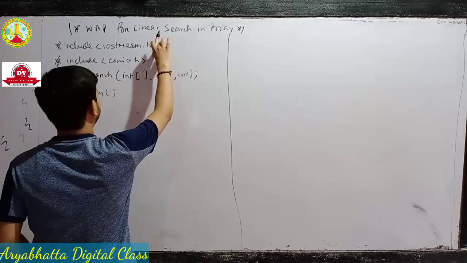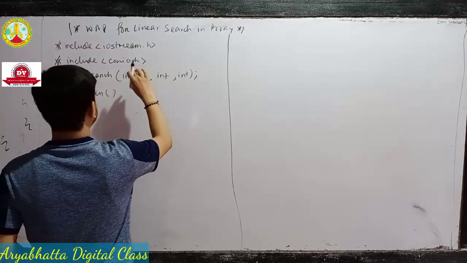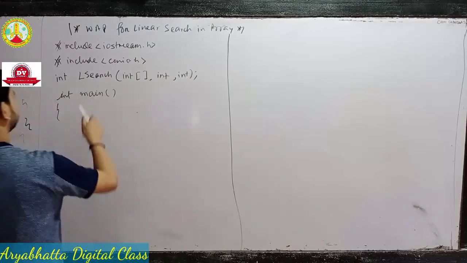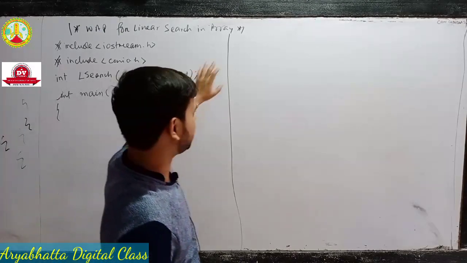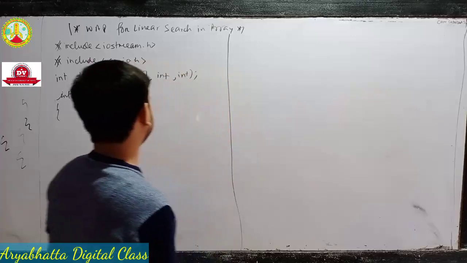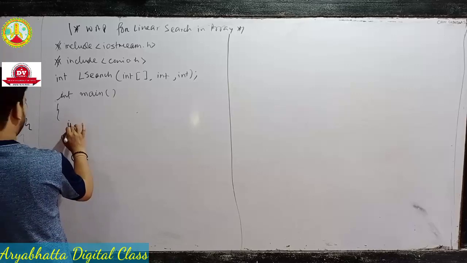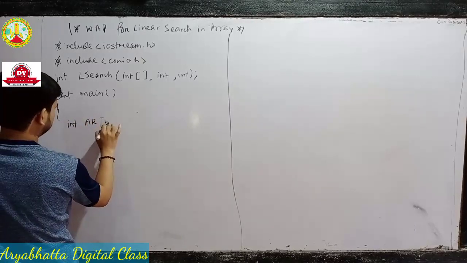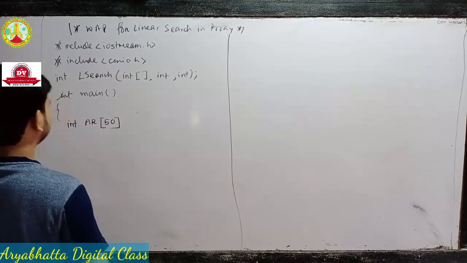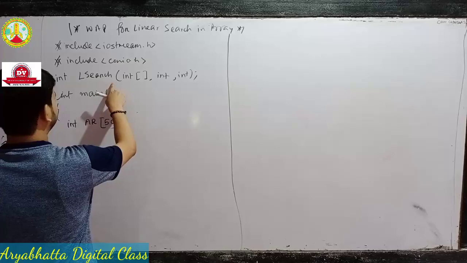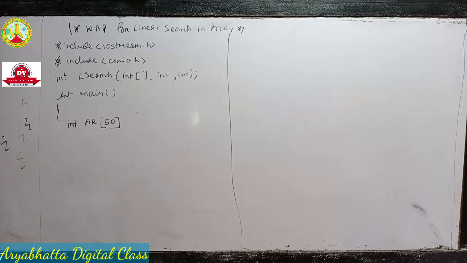First, this is the header file. This is the function declaration, and now we go into the main function. A function is always declared outside the main function, and the function is called inside the main function. After that, we have to give the function definition. You already know this thing. See, we take the variable int AR50. Again, I say the function name is L search because this is the linear search program. And now we write the main function part.